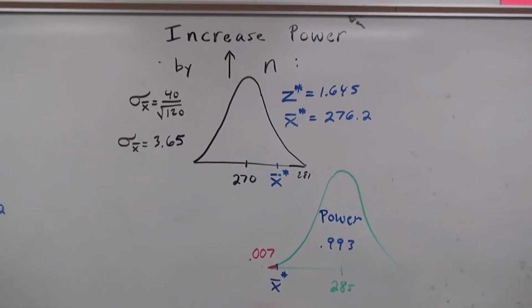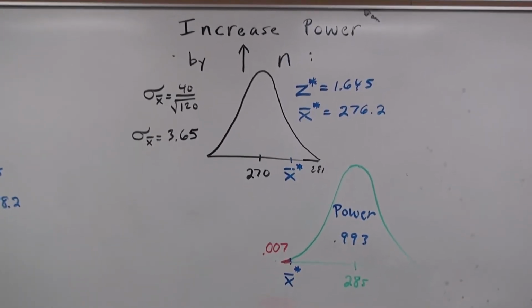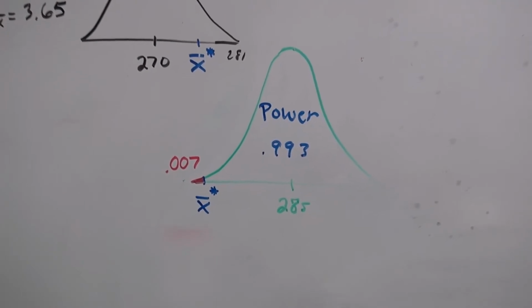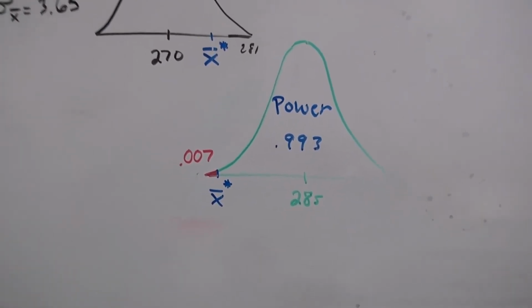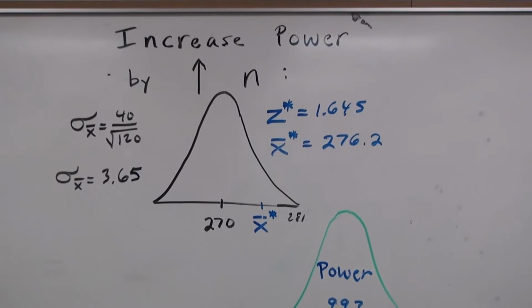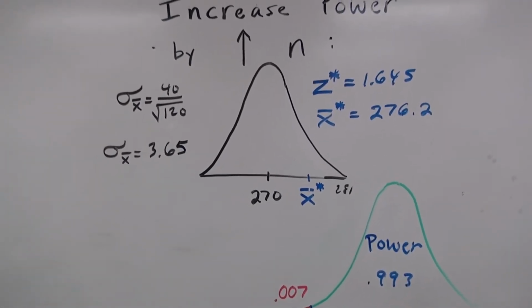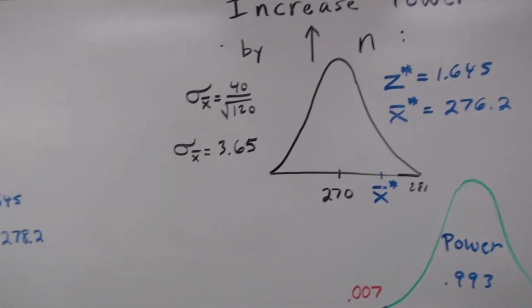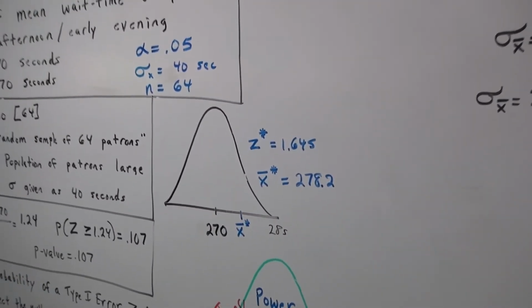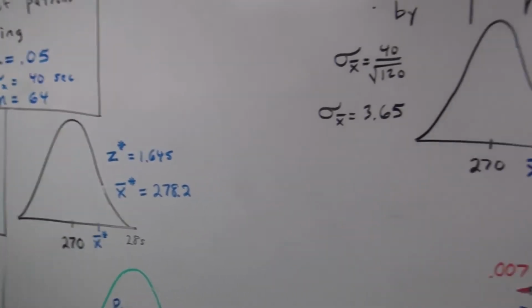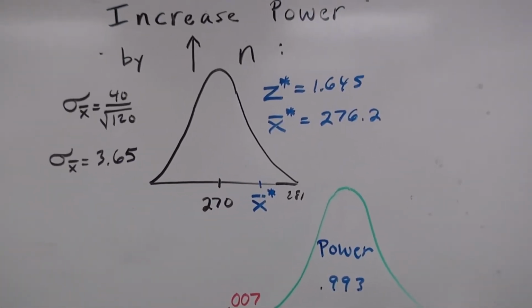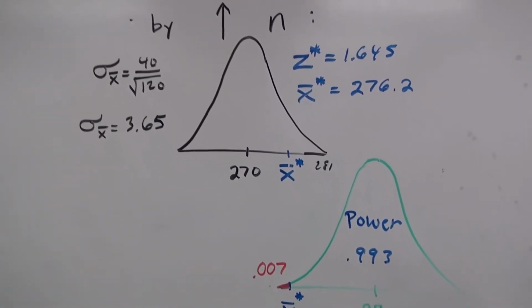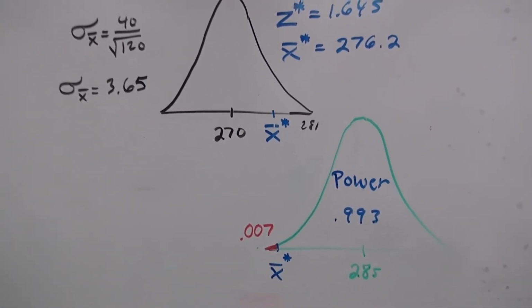Now let's see, well, what if we took a sample of 120 out of this population? And again, we're going to assume that the true mean is equal to 285. Now what would the power be? Well, we recalculate the critical sample mean because now the standard deviation you can see is 3.65, where in the original problem it was 5 because we did 40 divided by the square root of 64. So the increased sample size gives us less spread, a smaller standard deviation, which means the 270 and the 285 are more standard deviations apart.